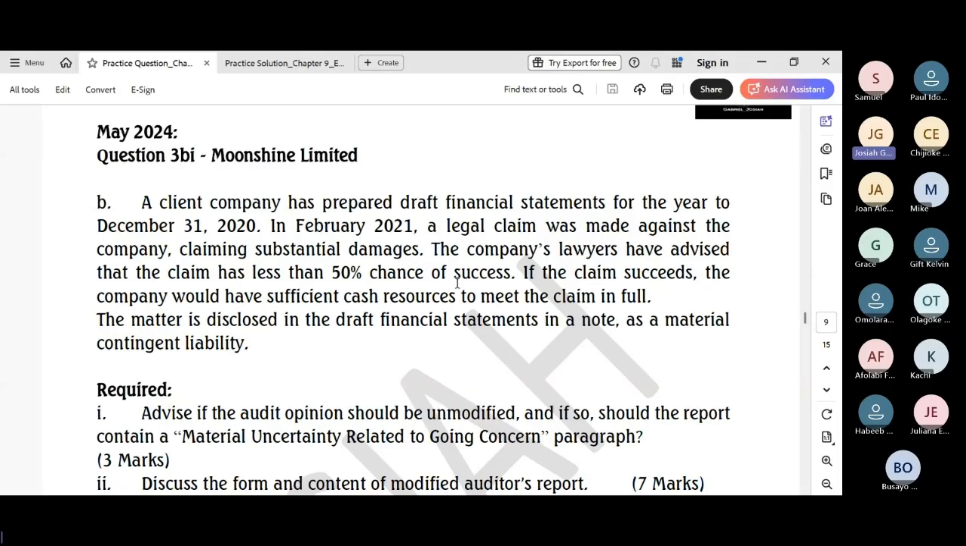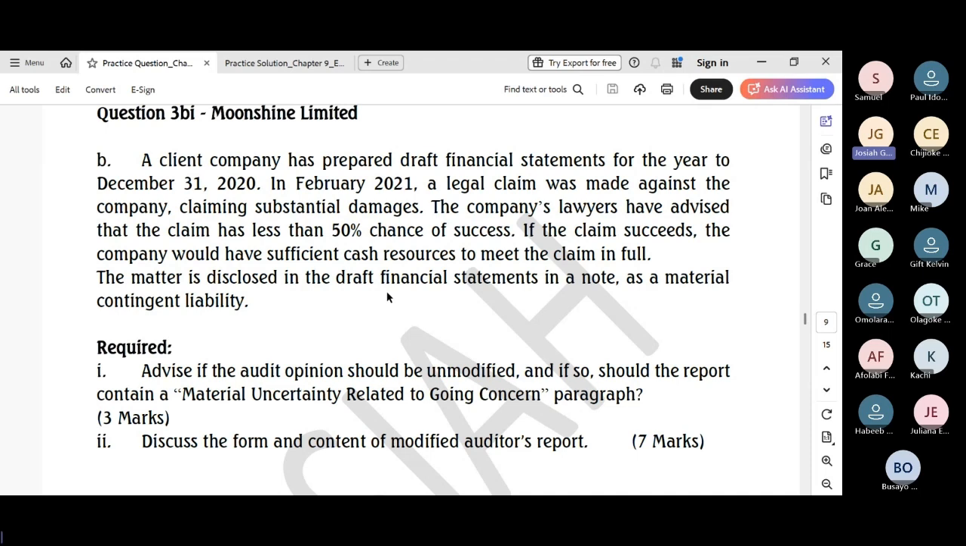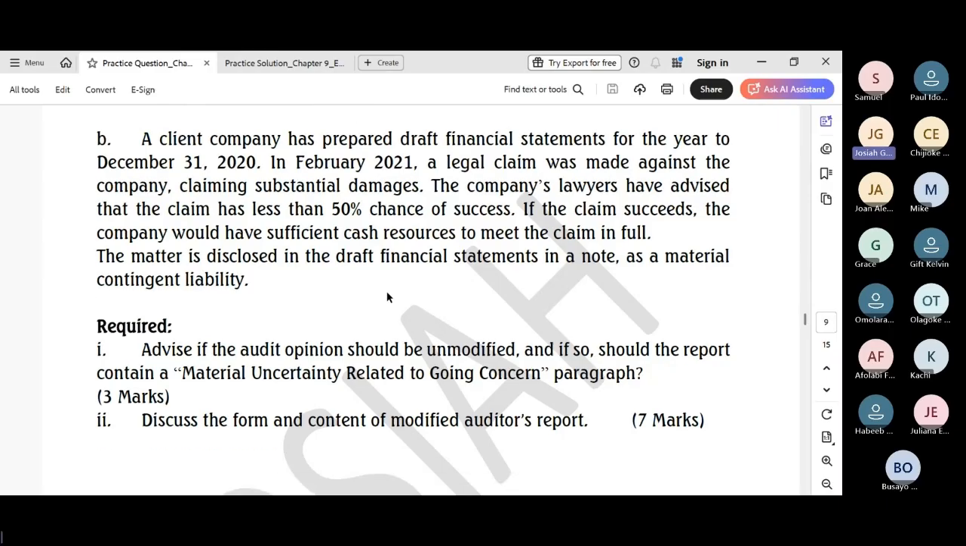The matter is disclosed in the draft financial statements in a note as a material contingent liability. Required: 1. Advise if the audit opinion should be unmodified, and if so, should the report contain a material uncertainty related to going concern paragraph? 3 marks. 2. Discuss the form and content of a modified auditor's report.